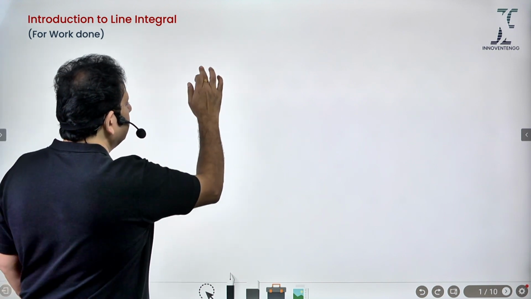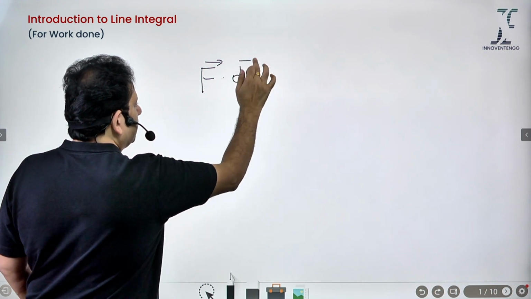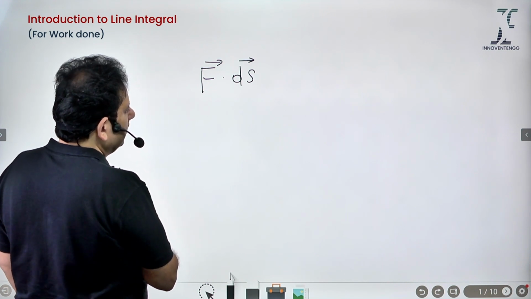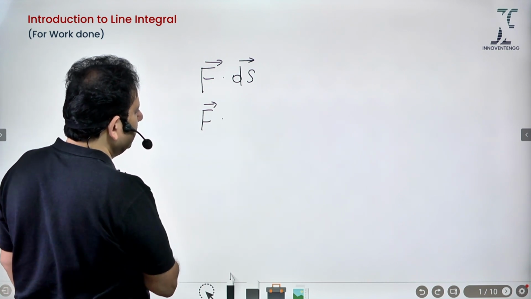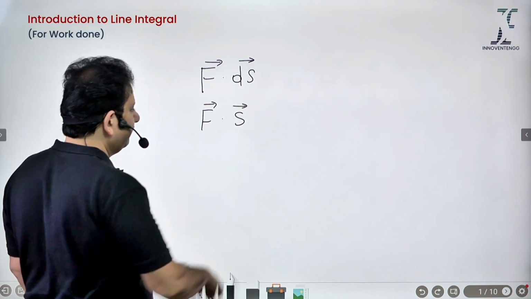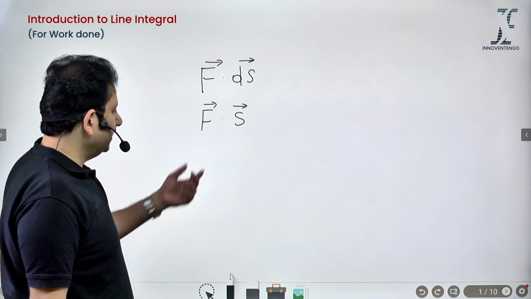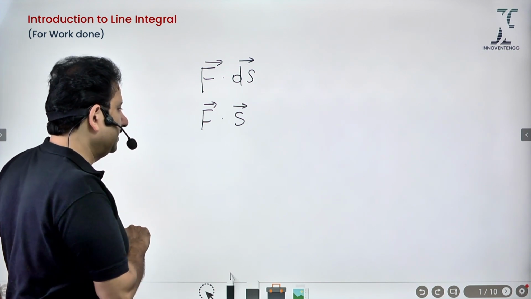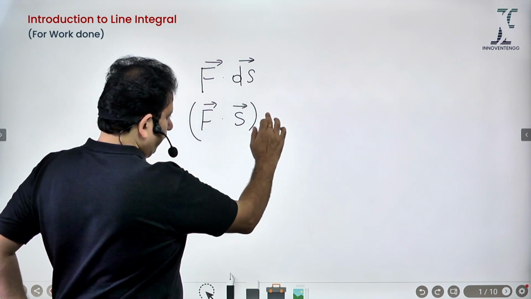Work done is given by the scalar product of force and displacement. So I'm talking about elemental displacement, but if I generalize this for a straight line situation instead of a curve, I can redefine my work done as F dot S, where S becomes my displacement vector and F is my force vector. Assuming both of them are constants, this definition will give you the work done.